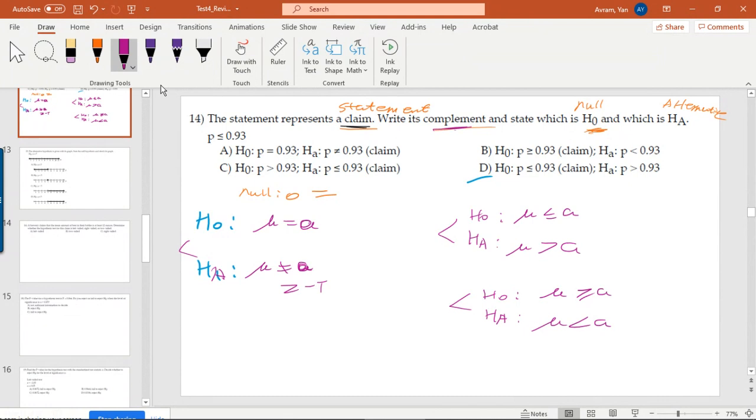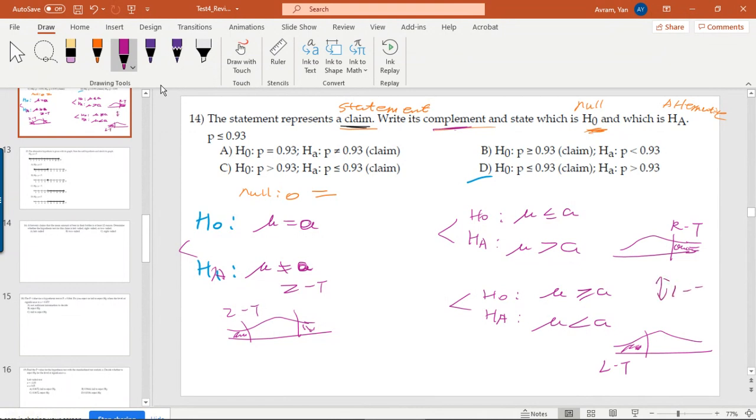Okay, not equal to can be less than or greater than. So that's called a two-tail test. This is greater than, so greater than is only one tail. And this one tail we call the right tail because we're going to test this on the right-hand side. Less than is on the left-hand side, so we're going to call this a left-tail test.